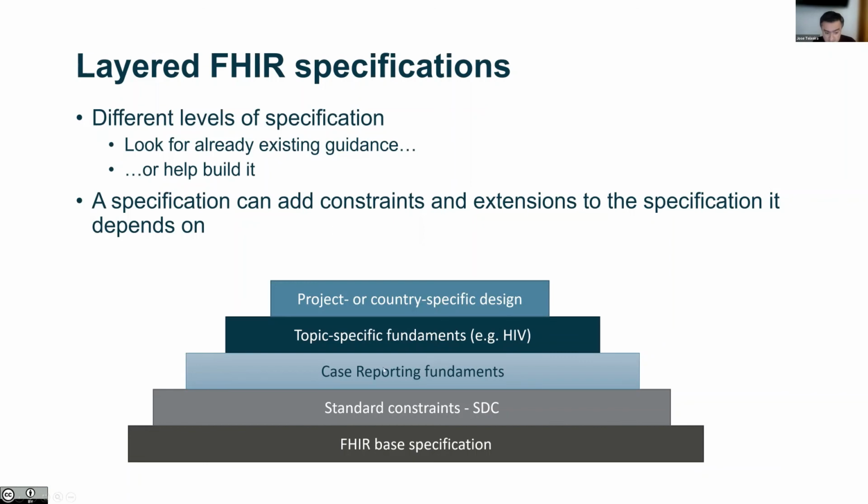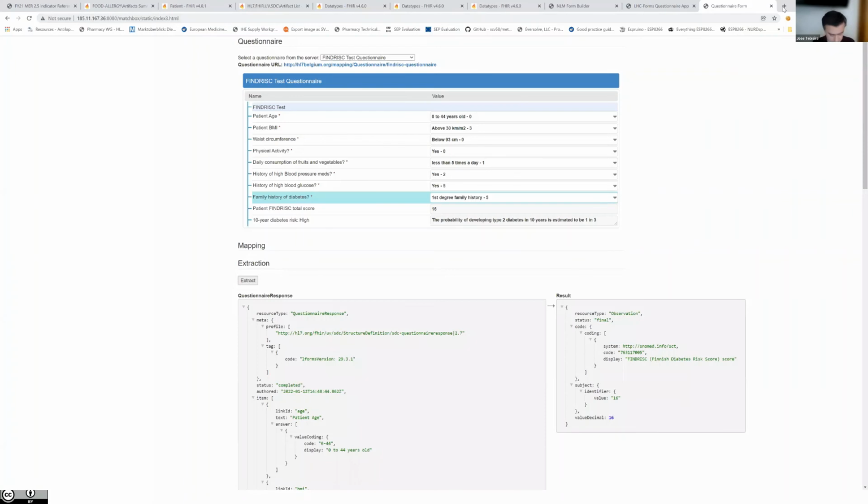We can put that on this layer because de-identification will work for HIV and for cancer and for pregnancy and for COVID. Then we can make a topic-specific layer, which is HIV or cancer or any other condition or any other purpose. And on top of that, we can have the project or country-specific design. I'm just going to show you the very incomplete implementations of that.